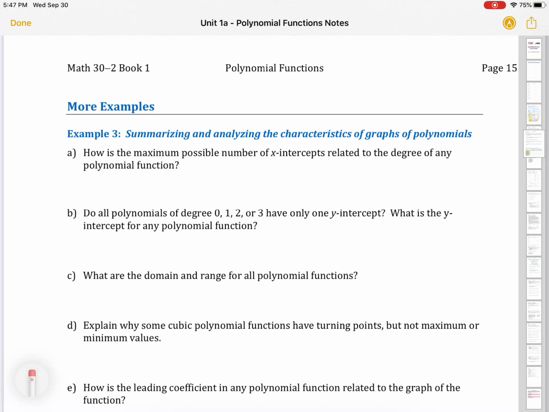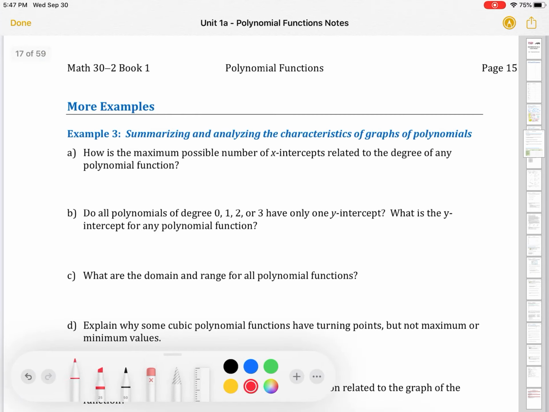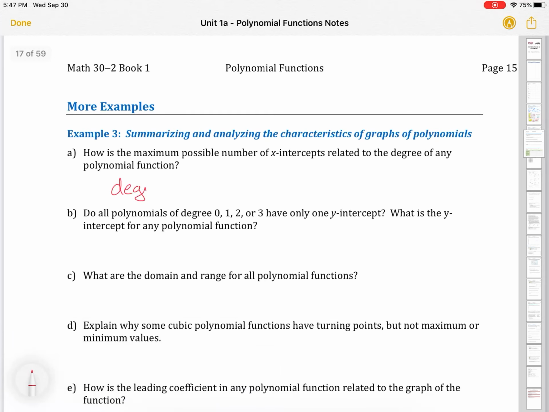Yes, this lesson is a longer lesson because we're looking at a lot of different things, right? So, summarizing and analyzing the characteristics of graphs of polynomials. How is the maximum number of x-intercepts related to the degree of any polynomial function? Well, the degree equals the maximum number of x-intercepts.